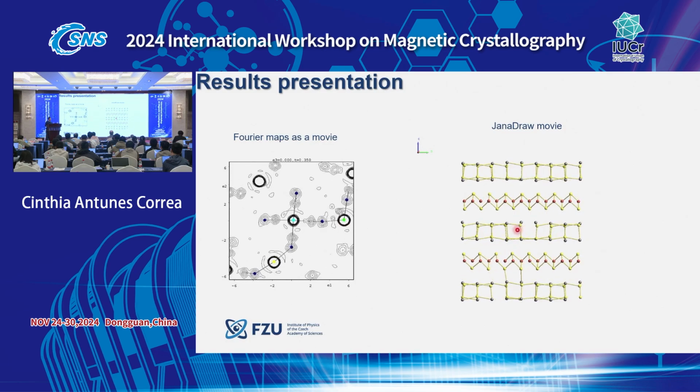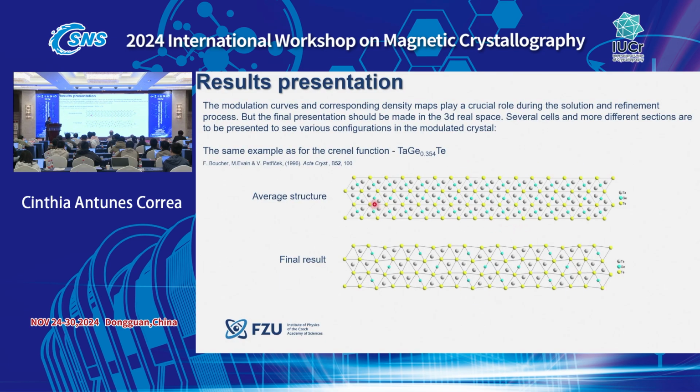modulated. But if you need to just make the image, instead of showing just the average structure, you would prefer to use the final result with all the modulations included, just using more unit cells. You can see here that if you show just the average structure, it doesn't make chemical sense because the atoms are way too close to each other. But then when you add everything, all the modulations, then it makes chemical sense and you have nicer results.